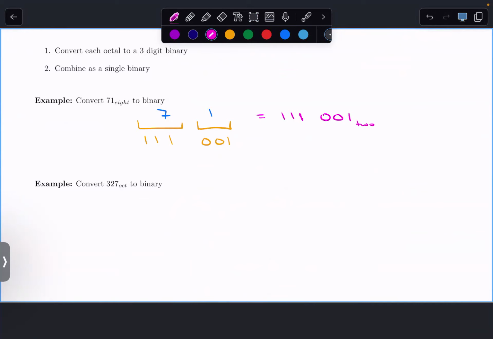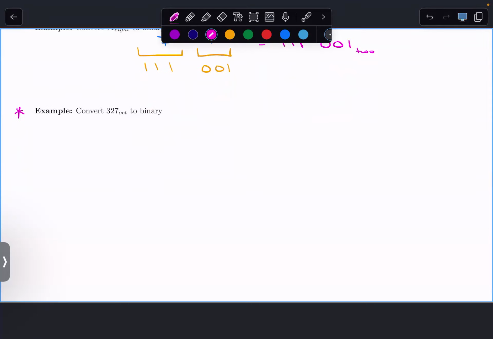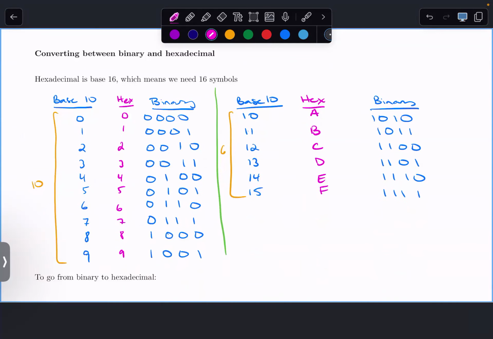I'm trying to let you guys fly on your own, but I'm pretty micromanagey. So I'm going to try to be cool and star these and then give you time to work on them later, or try them now. We're going to do the same thing between binary and hexadecimal, or hex, which is base 16.